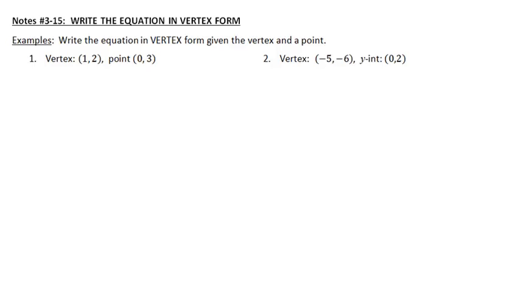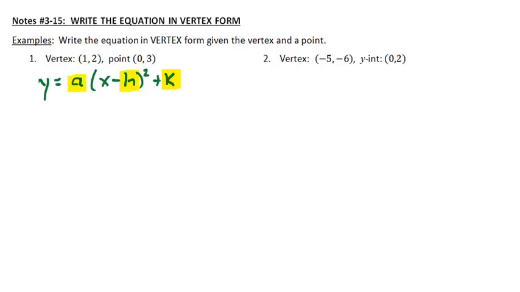Hello students, today we're going to be looking at writing the equation of a quadratic in vertex form. If you remember, vertex form means that I write the equation in y equals a times x minus h squared plus k. That's the form we're going to use. And if you remember, we have to have numbers for a, h, and k. So that's our goal, to have numbers for a, h, and k.